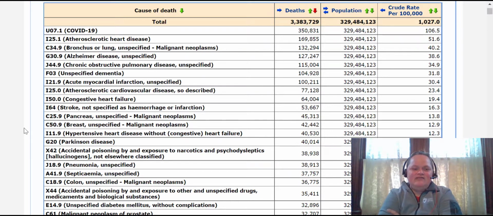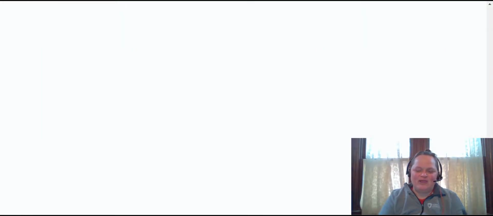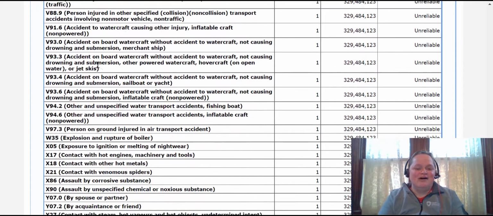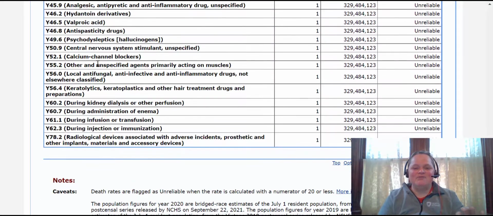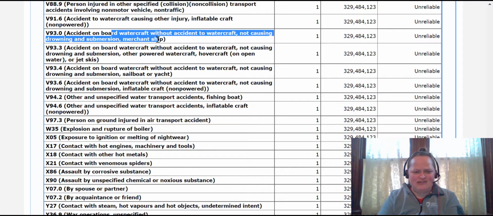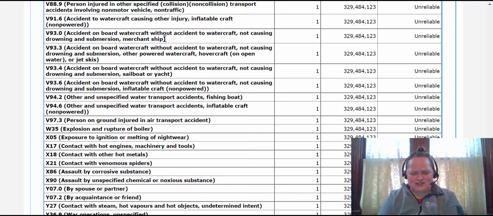In any case, this is the lowest level, the most detailed level you can pull the cause of death from the Wonder system. This can get very, very detailed, and I'm going to go all the way to the bottom. It has hidden all the 0 rows, and I don't even want to look at it. So all we're going to have at the bottom are the deaths where it's only 1. So, during injection, okay, let's see. Accident on board watercraft without accident to watercraft, not causing drowning, and submersion, merchant ship.